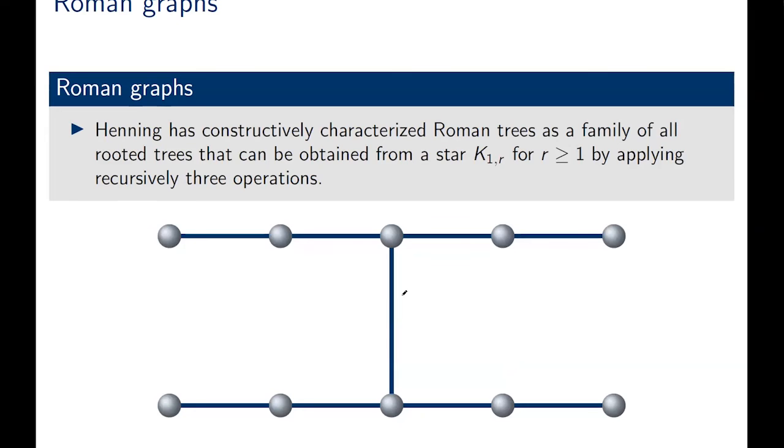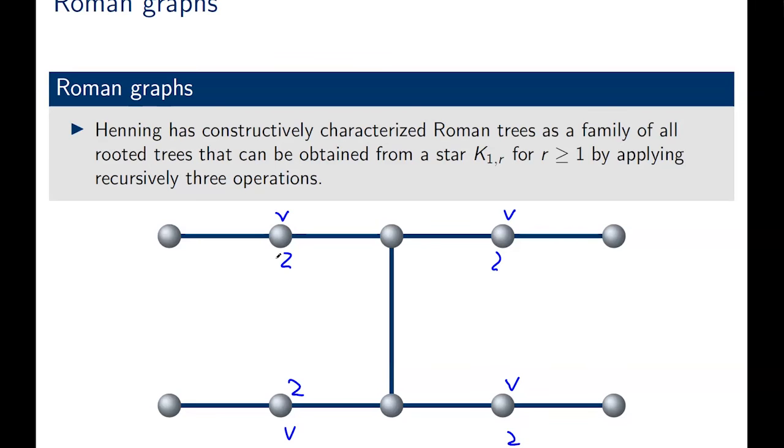And Michael Henning from South Africa has constructively characterized Roman trees as a family of all rooted trees. Those trees can be obtained from a star by applying 3 operations. I will show you those operations later. This is a tree, and this tree is Roman. For the domination number, we need 4 support vertices, and for the Roman domination number, 2 here, 2 here, 2 here. We cannot do any better.